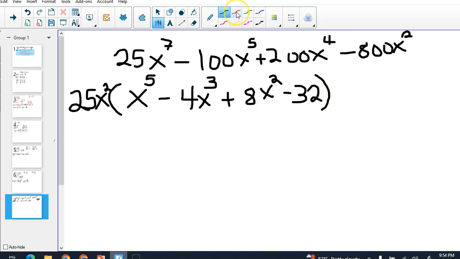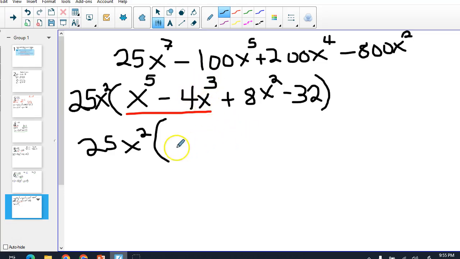Alright. Now we're looking to factor by groups. Let's look at our first two terms. So we still have our 25x squared on the outside, big parentheses. What's in common between x to the 5th minus 4x cubed is that x cubed. We take out the x cubed. We're left with x squared minus 4 on the inside.